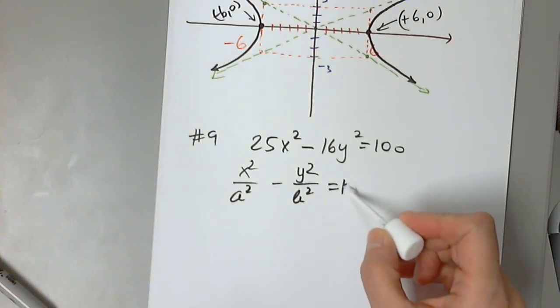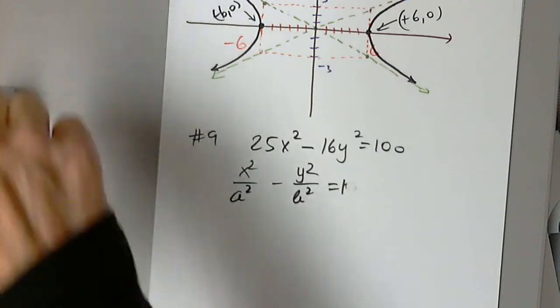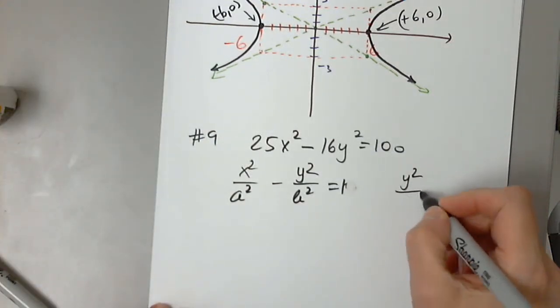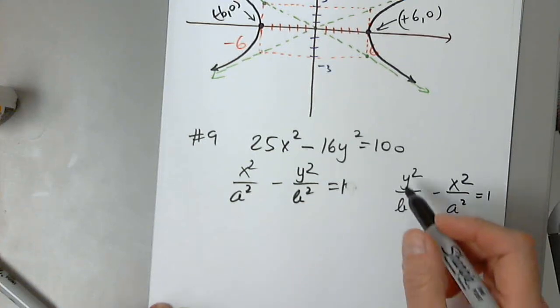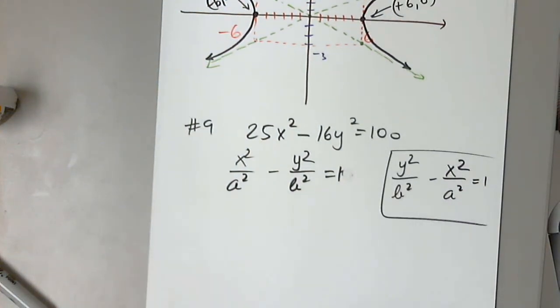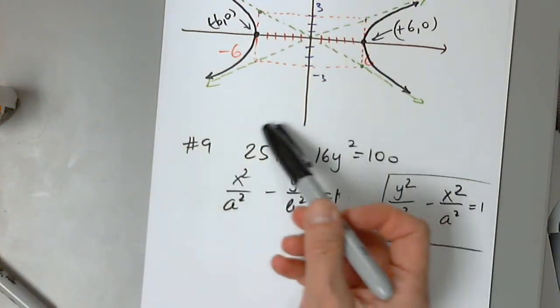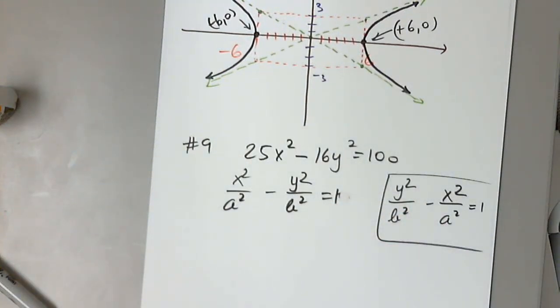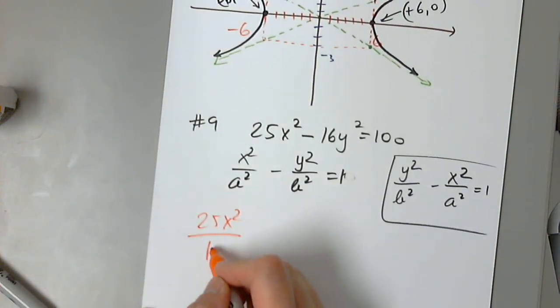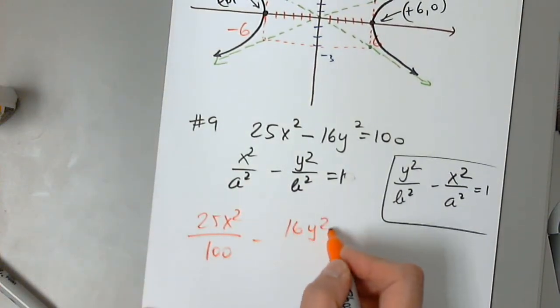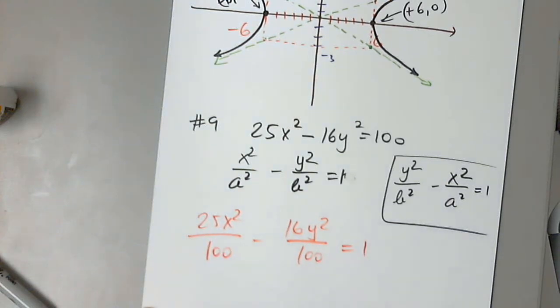Now, how will the other one look? y squared over b squared minus x squared over a squared equals 1, if it's on the y-axis. So what do you think we have to do here, like we did before with the ellipse? The same thing. Divide by 100. So 25x squared over 100 minus 16y squared over 100 equals 1.